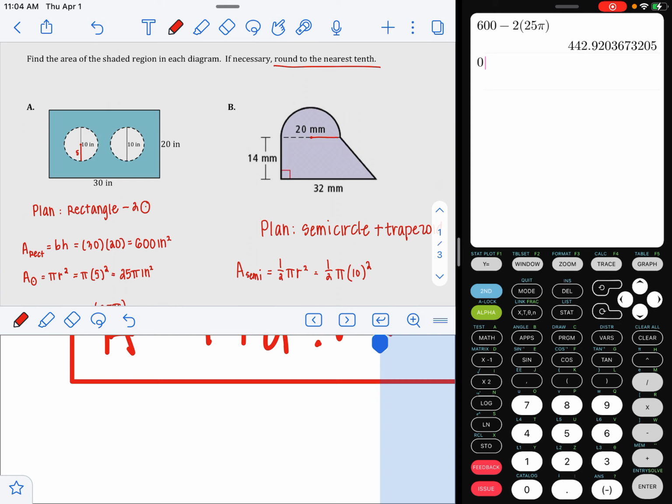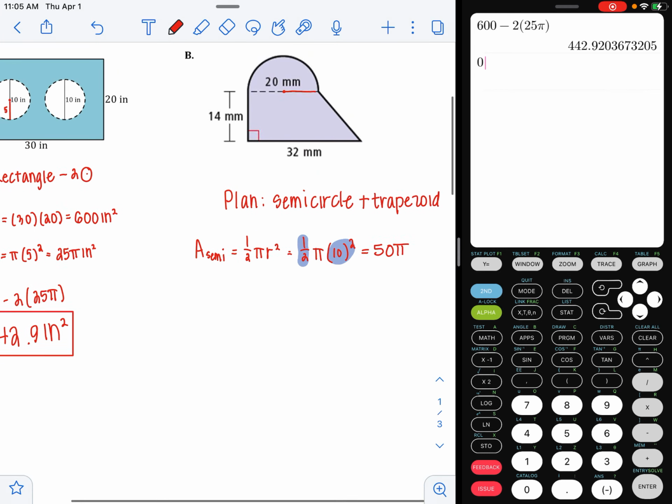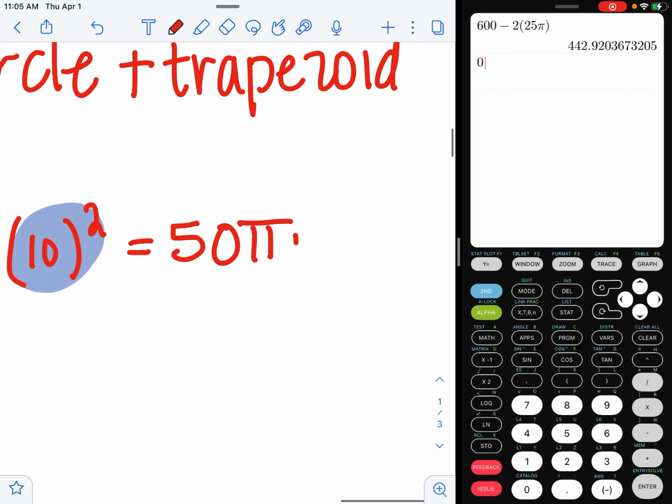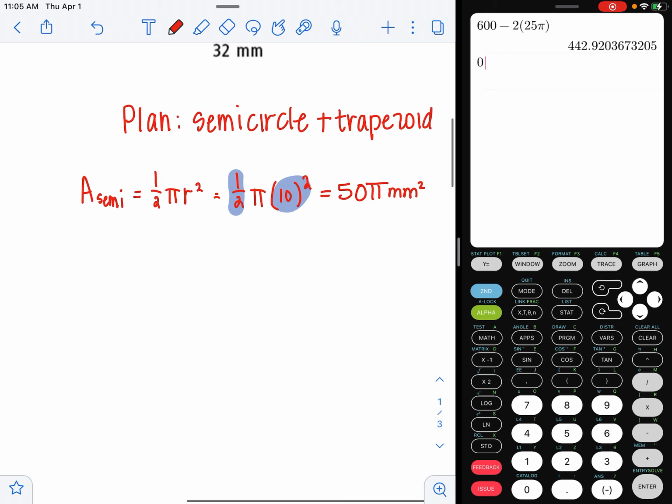All right, now I need to simplify. Now I'm going to clean this up, okay? So you don't need a calculator for this. What's 10 squared? 100. What's half of 100? 50. So it's 50 pi millimeters squared. That's your semicircle. All right, now I'm going to do the area of the trapezoid.